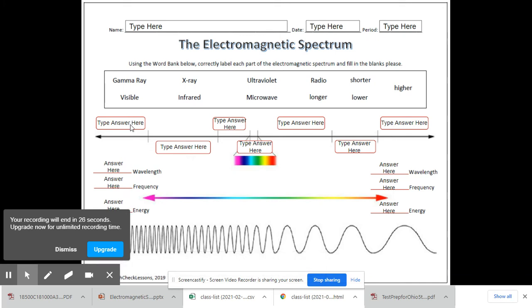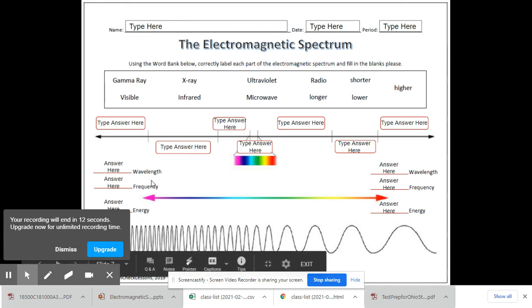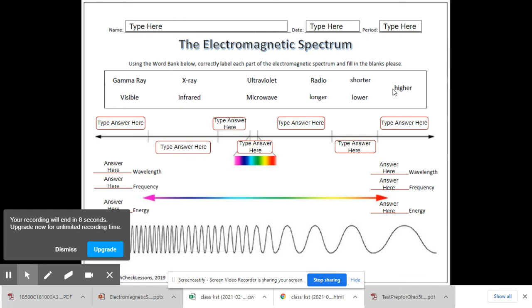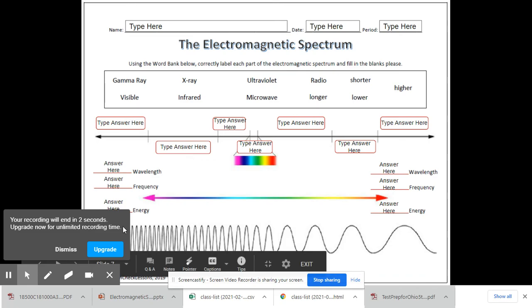Kind of break it down. Work on the top first, putting the electromagnetic spectrum in order. And then work down here on the wavelength. It'll either be shorter or longer. And then energy and frequency will either have the words higher or lower. So do this for 10 to 15 minutes and we'll meet up shortly, okay?